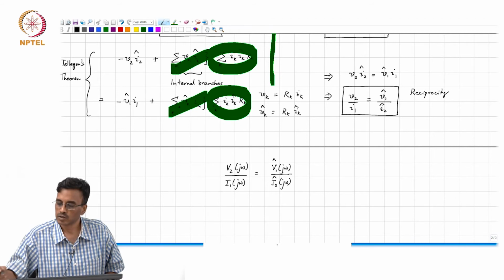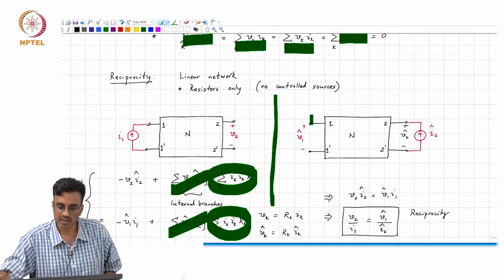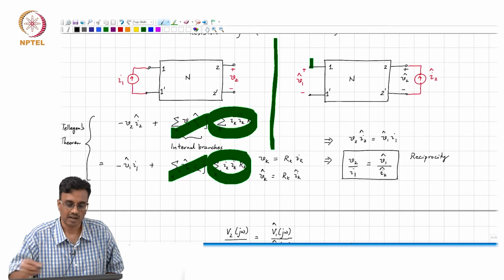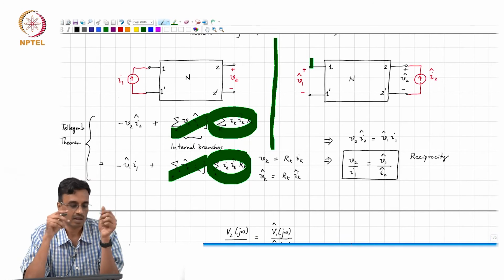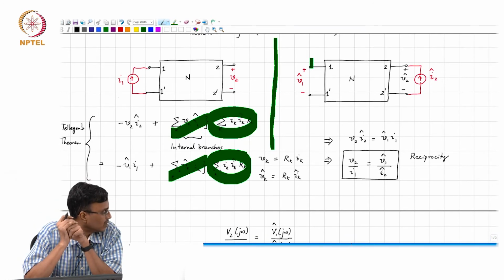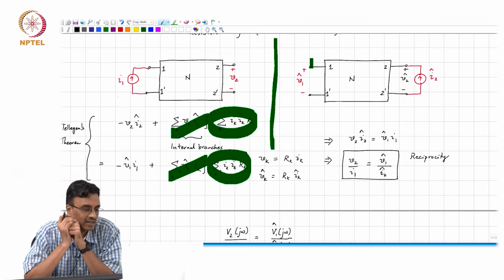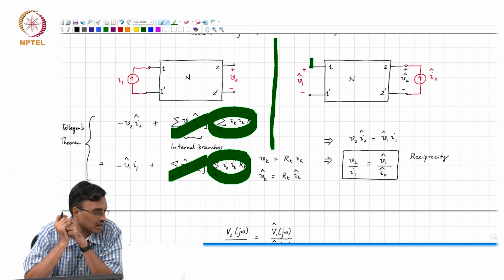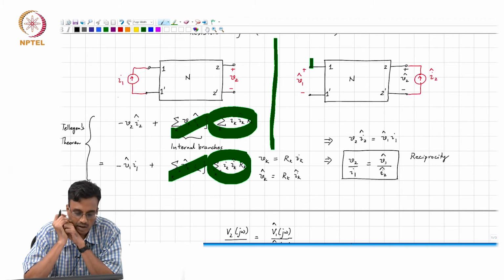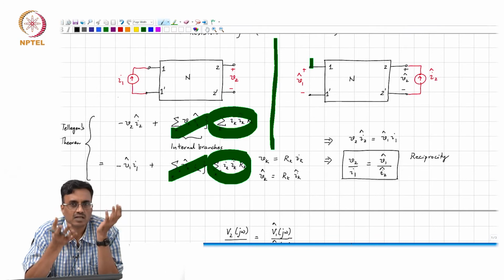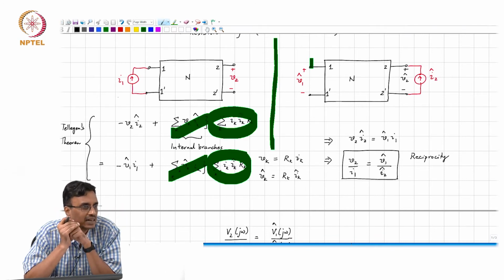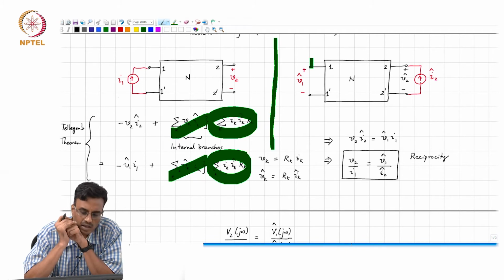Okay. So, in other words, the transfer function, what you have seen in the past is basically: one way to say it is that if you have a linear network with only resistors or impedances, then you can interchange the location of the excitation and the response and you get the same transfer function.